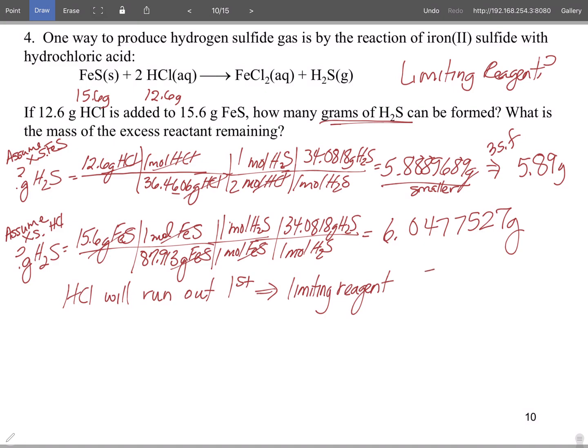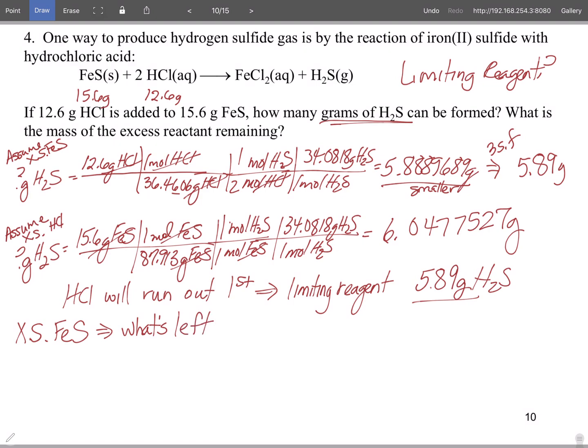So the most we can generate with these two amounts is 5.89 grams of H2S. Okay? So how many grams of H2S can be formed? Okay, good. We're done with that. Okay, what is the mass of the excess reactant remaining? Okay, so this one is we need the excess iron 2 sulfide. So what's left?